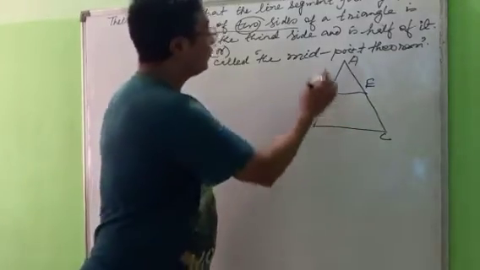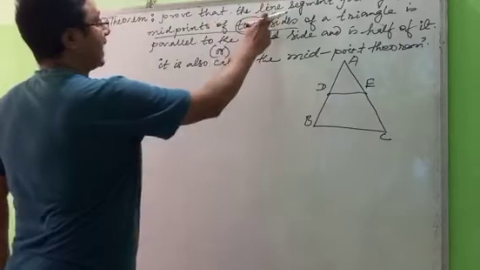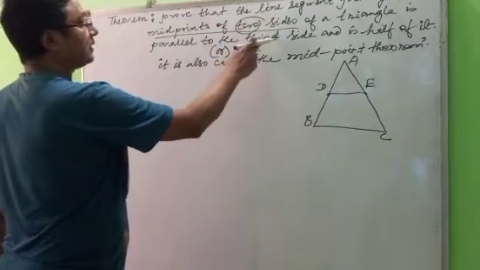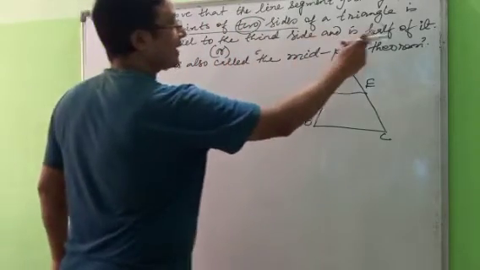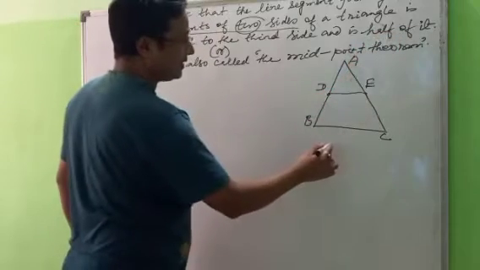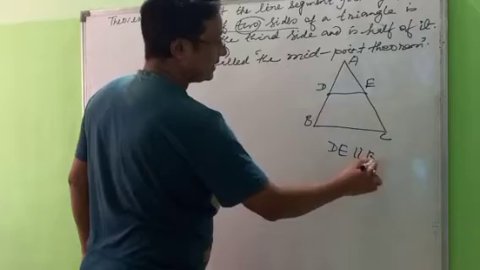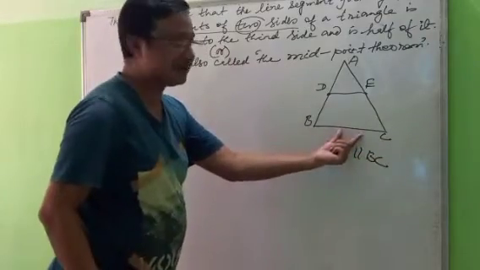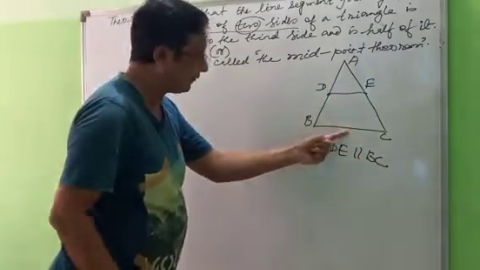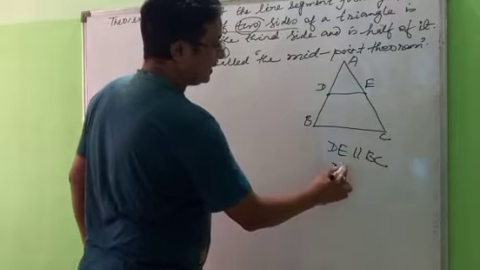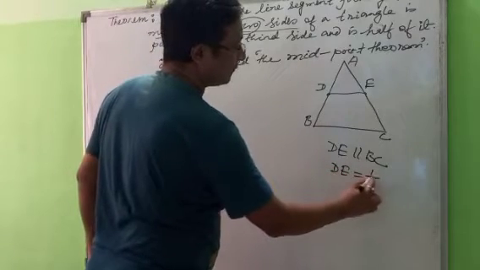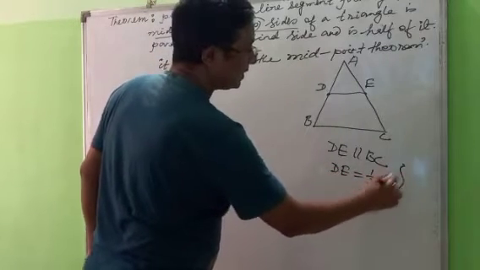That means you will prove that the line segment is parallel to the third side and is half of it. That is, DE is parallel to BC, where BC is the third side, and DE equals half of BC. So you will prove this true.